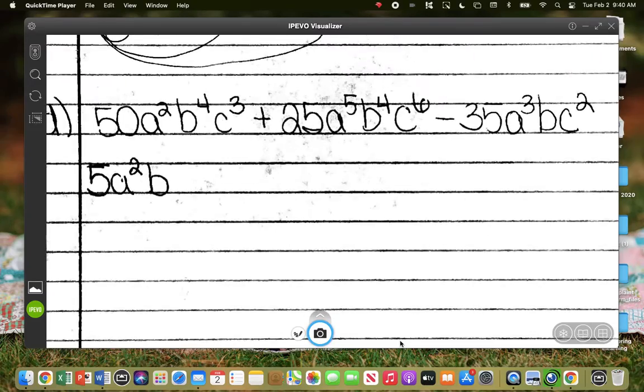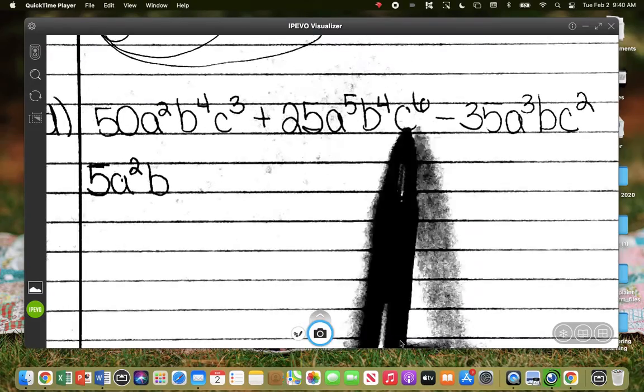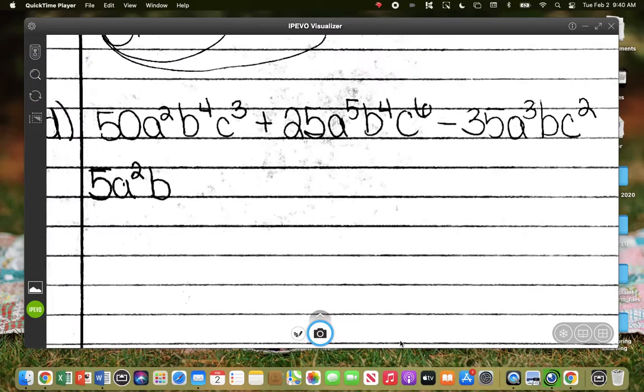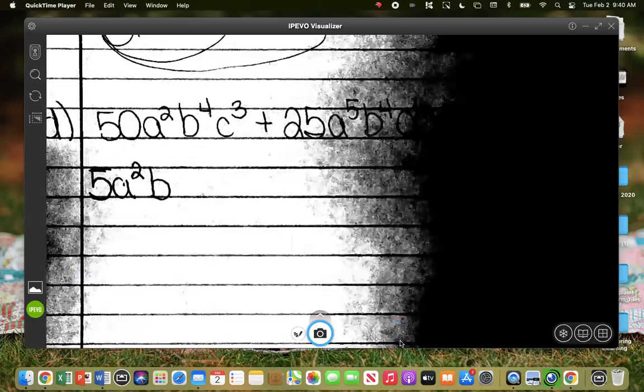Now what about the C's? I have 3, I have 6, and then I have 2. How many could I take out without going negative? Just 2.